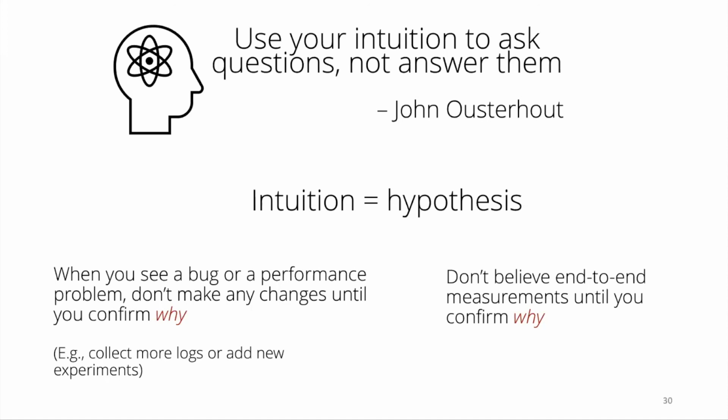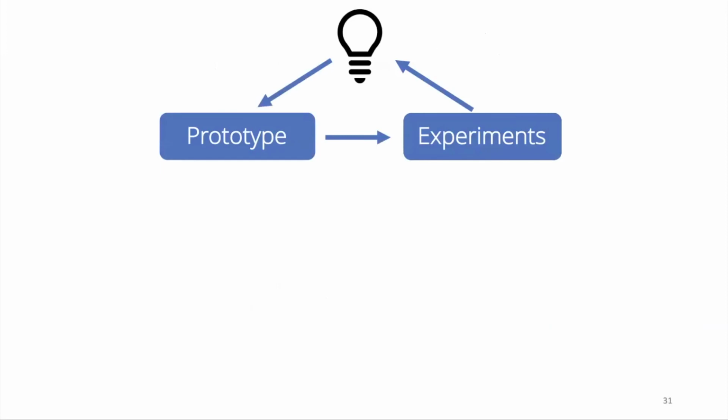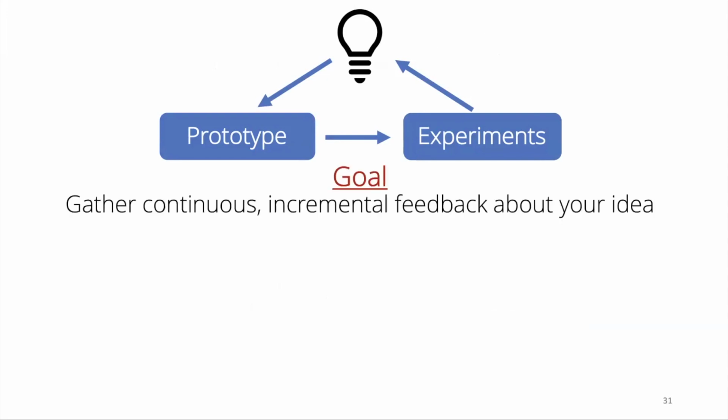So that's all I have. The main message here is, when you have an idea, in order to be effective as a systems researcher, you need to be very good at iterating between building a prototype that exercises your research idea and running experiments to validate them, right? And using the results of those experiments to iterate. And the goal in your process is to gather continuous incremental feedback about your idea.